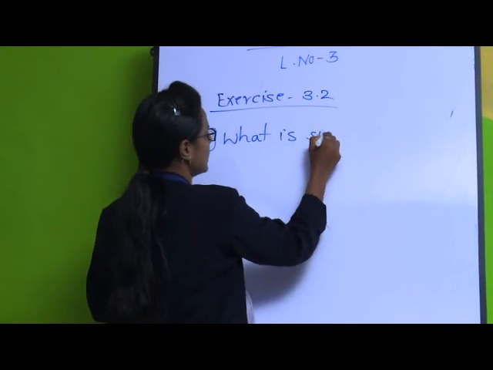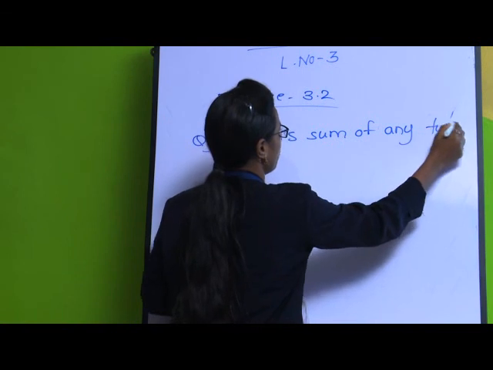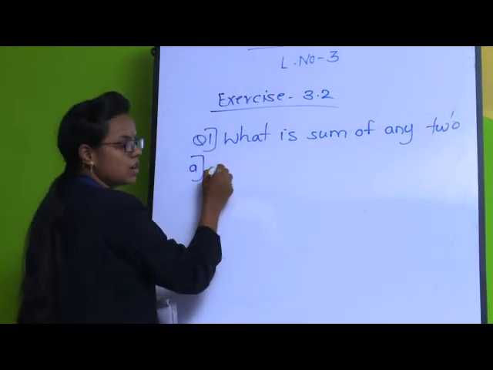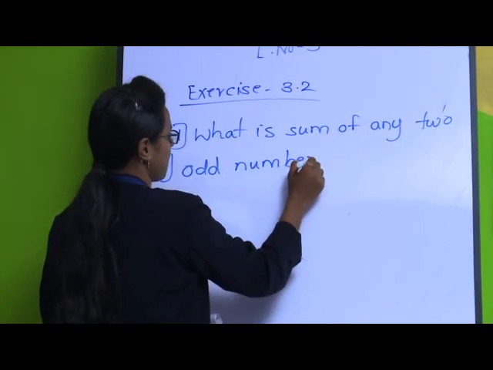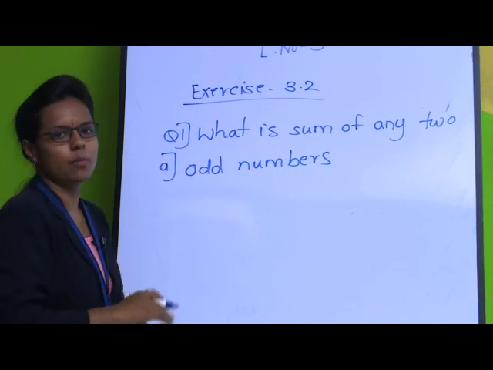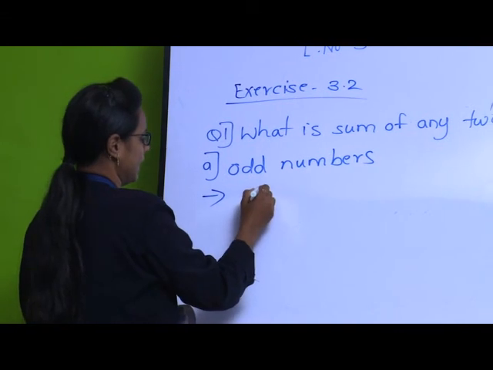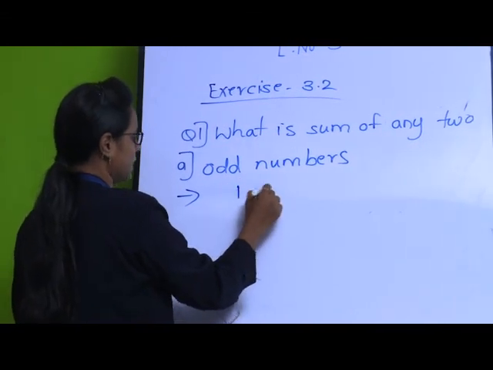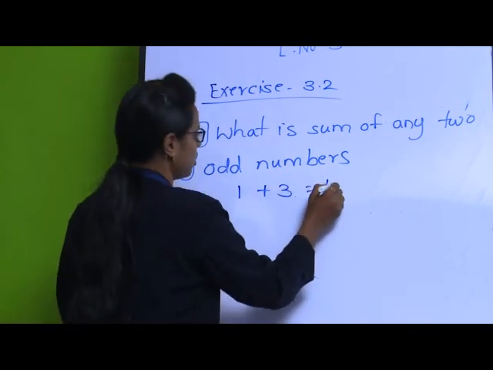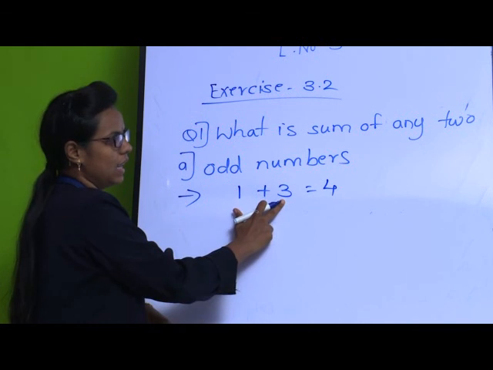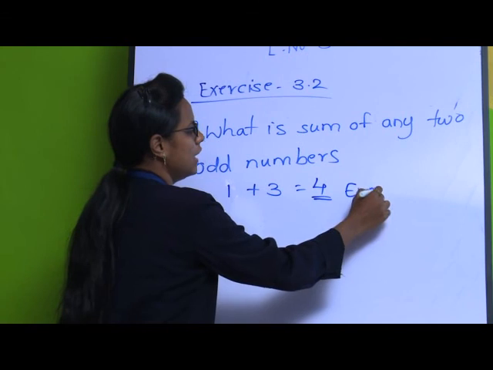What is the sum of any two odd numbers? We have to find the sum of any 2 odd numbers. So let us take any 2 odd numbers, that is 1 plus 3. 1 plus 3 is 4. So 1 is an odd number, 3 is an odd number, and the answer we get is 4, which is an even number.